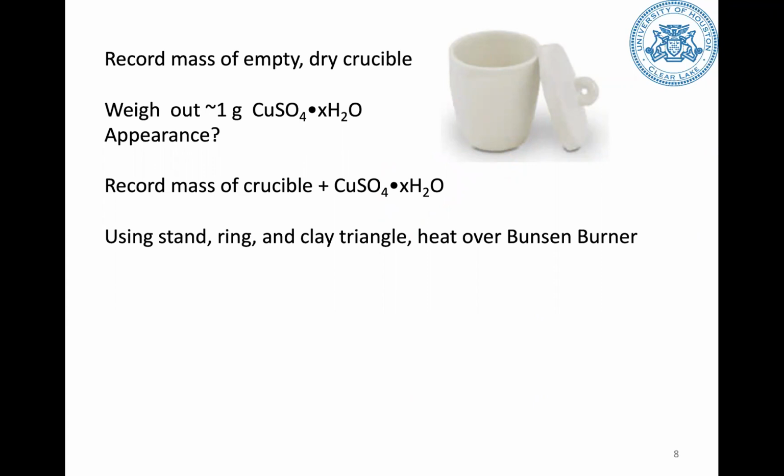And using a stand, ring, and clay triangle, heat over the Bunsen burner. So we will have a stand, something like this, right? And you put an O-ring here, and you put this one on top of that, and the bottom is the Bunsen burner. Make sure the Bunsen burner is close to that one, about 1 centimeter distance. So that's how you can do it easily. Our Bunsen burner normally has a small blue flame.